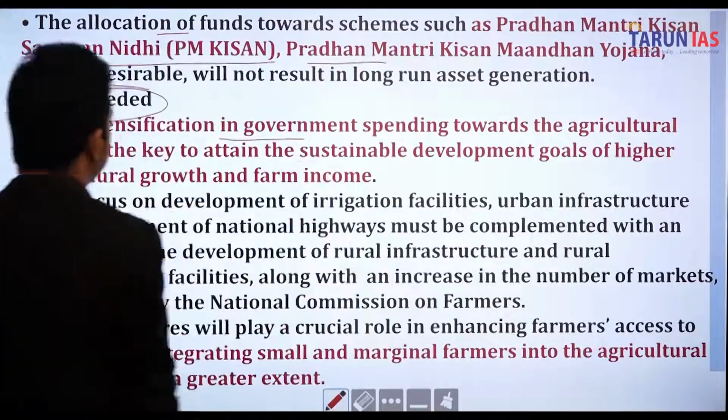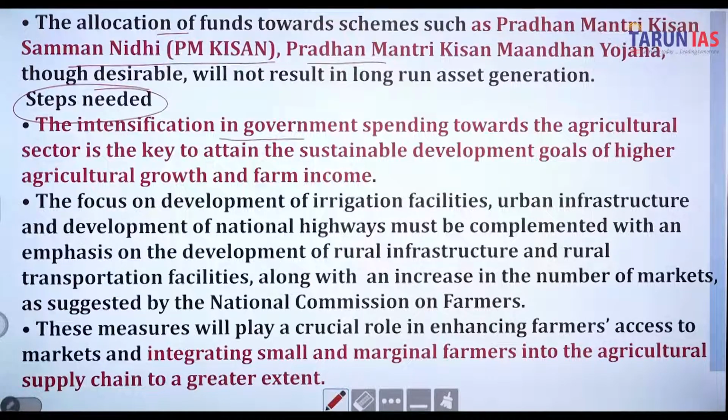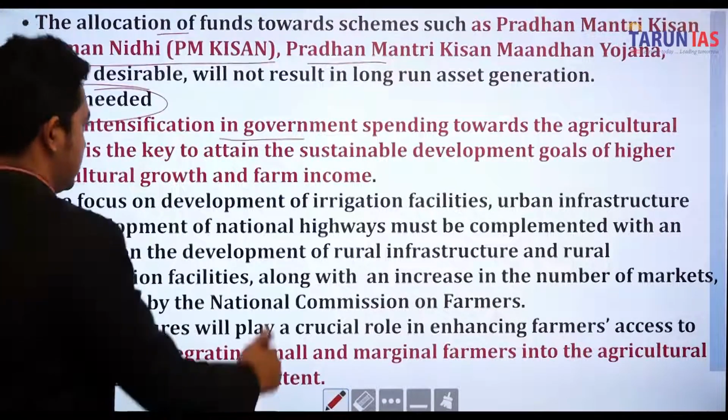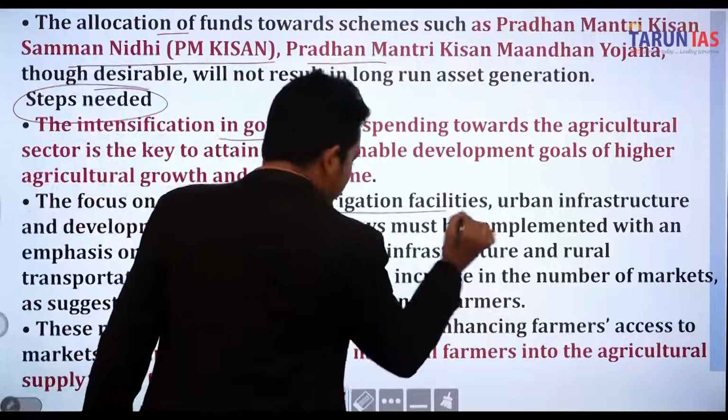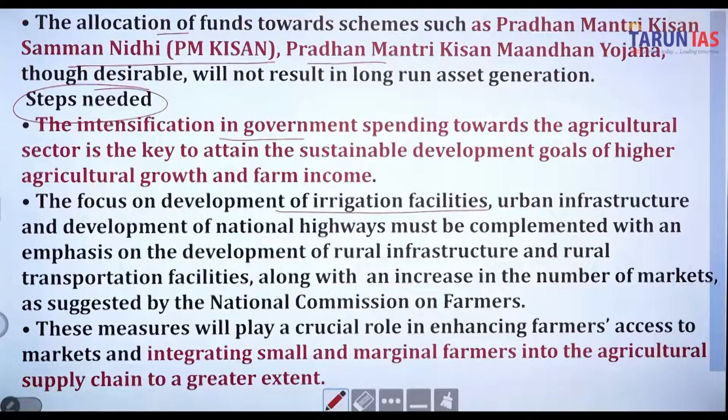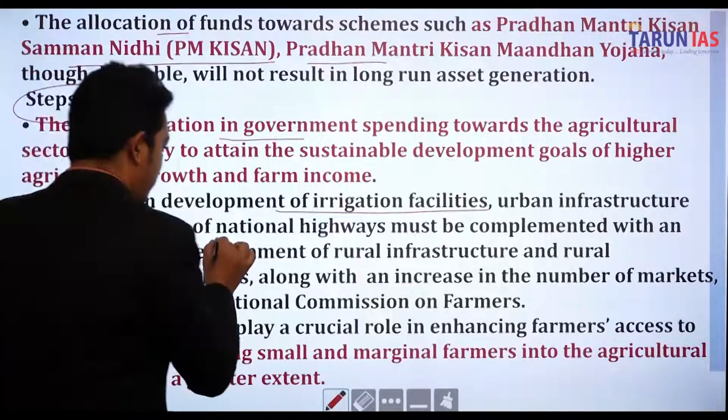allocate government spending in the agriculture sector. It means if you are following Sustainable Development Goal 2, we need to follow this. The focus should be on development of irrigation facilities. So we have to work on irrigation facilities, rural infrastructure and development of national highways. Why is the national highway important?